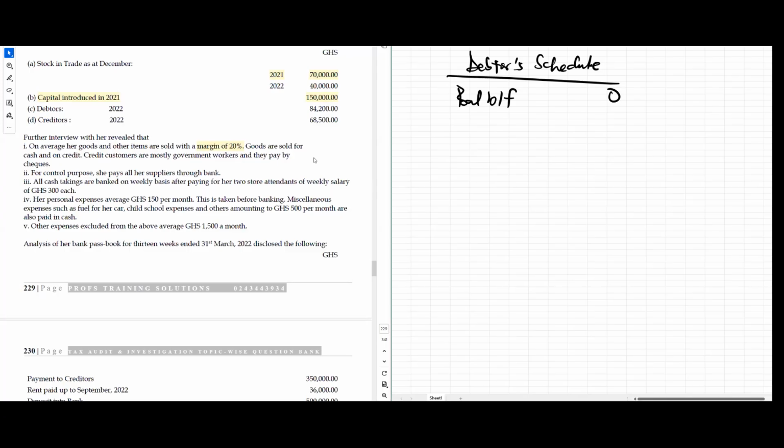Then she would have sold something to them, right? So sales, which we don't know. That would have given us our outstanding balance. But at the end of the day, how much was received from the customers themselves? So received from customers, from her passbook.